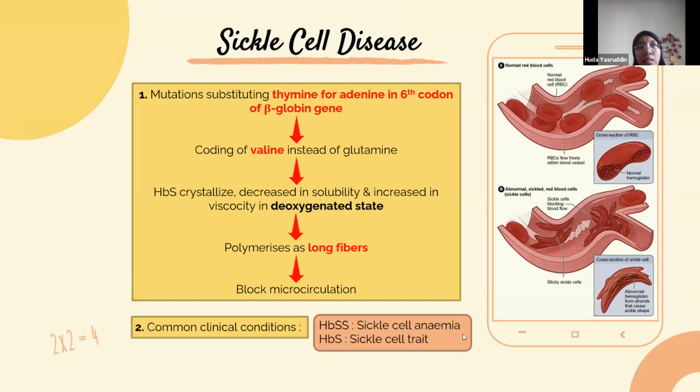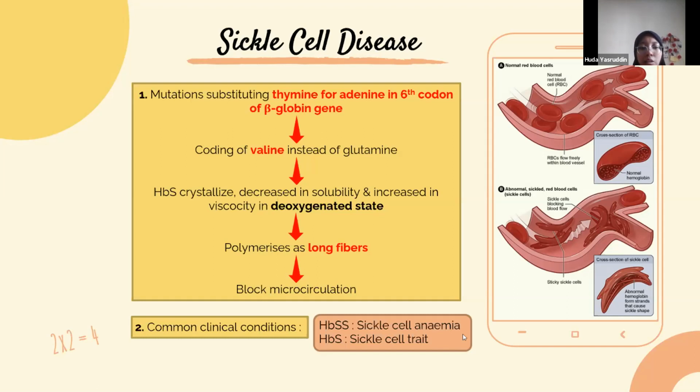What happens is that eventually it will decrease in solubility and increase in viscosity, and it will become sickle shaped, but it can be reversible when there is enough oxygen in the body. However, when this recurrence of the sickling process occurs, eventually the membrane of the red blood cell will be damaged, leading to permanent sickling, where the red blood cells stay in a sickle shape. This can cause problems because the sickle shape has a tendency to adhere, especially in the microcirculation, and it can block the microcirculation, causing a lot of complications.